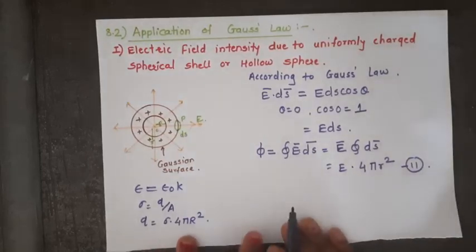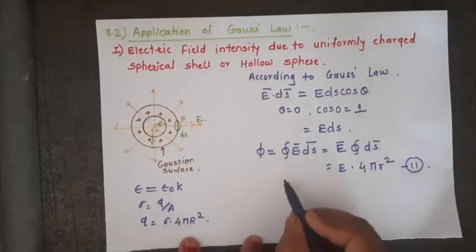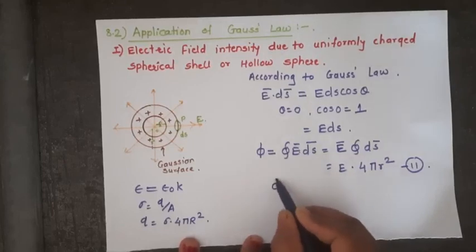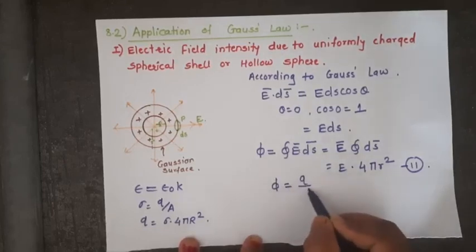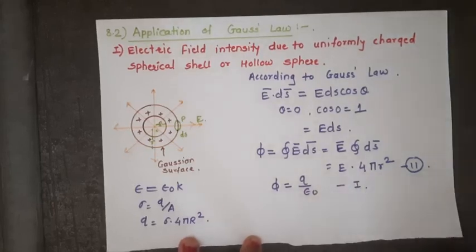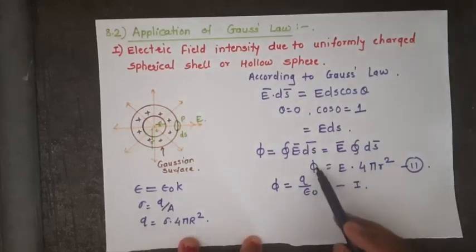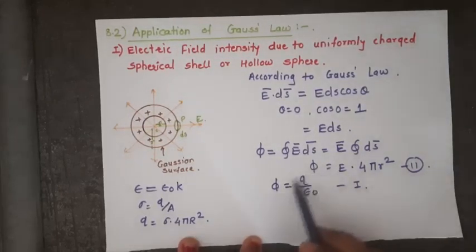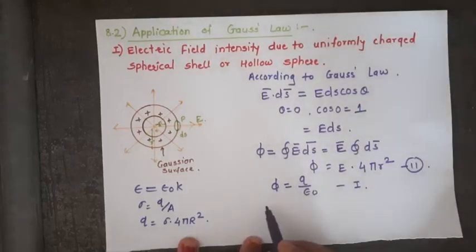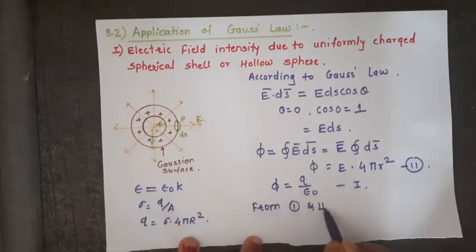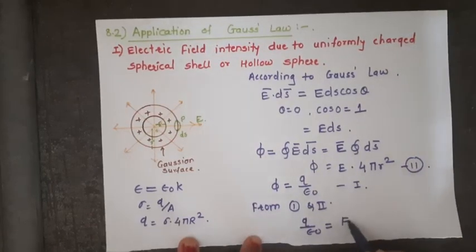And as we know, according to the Gaussian theorem, phi is equal to q upon epsilon naught. This is the first equation and this is the second equation. The left sides of these two equations are the same, so the right sides are also the same. So from 1 and 2, these equations can be written as q upon epsilon naught equals E into 4 pi r square.